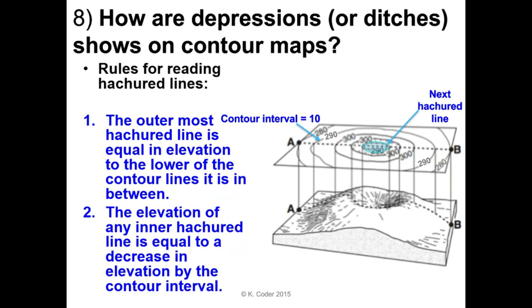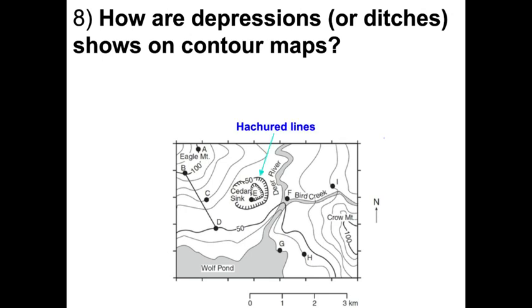Okay, let's do a little practice here. So here we see hatched lines, and this is a map that we saw previously in the other parts, where we have the Cedar Sink. This could be a depression. It could also be like a quarry or an open mine that they had in the vicinity.